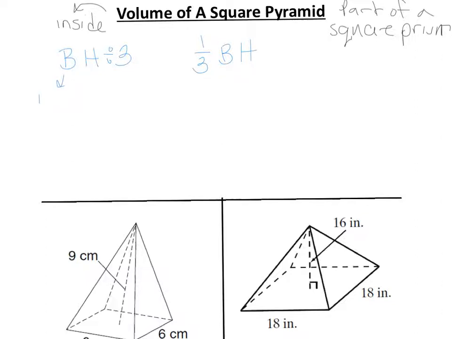Once again, capital B is area of the base. And big H, or big height, is height of, in this case, the pyramid, because it's the height of the figure.